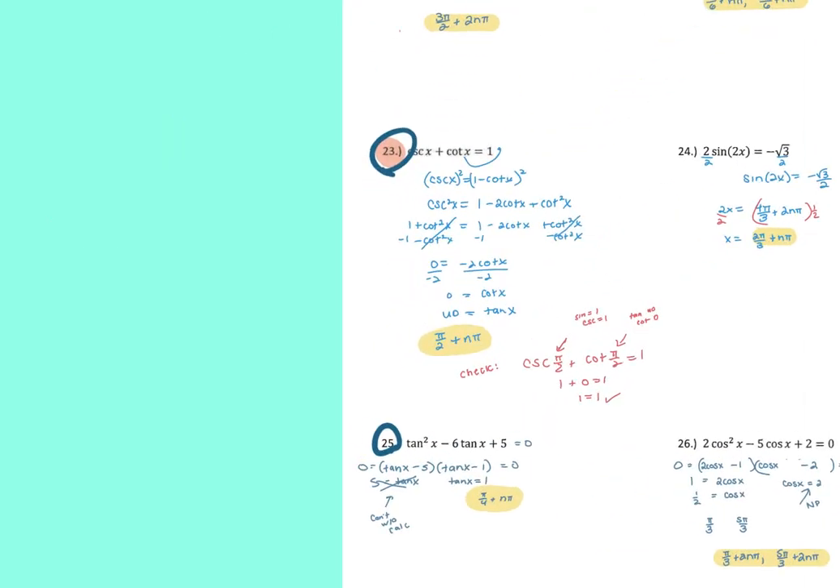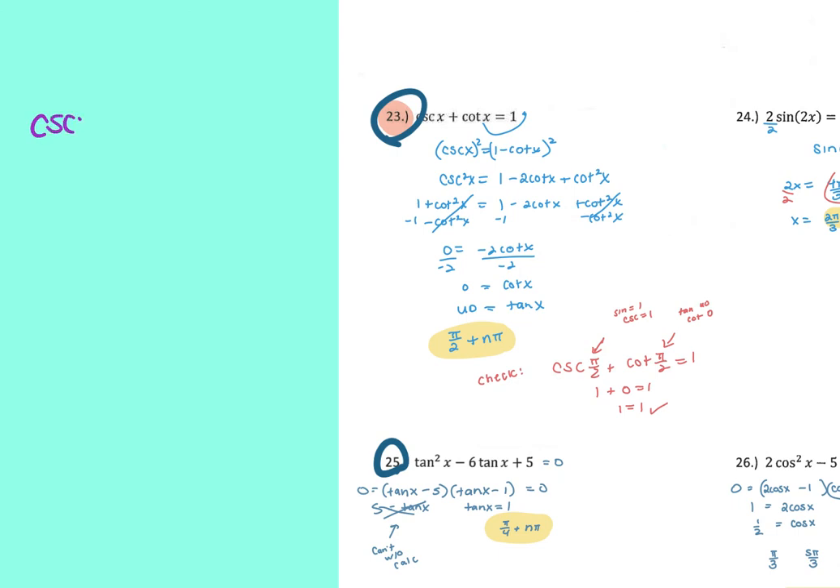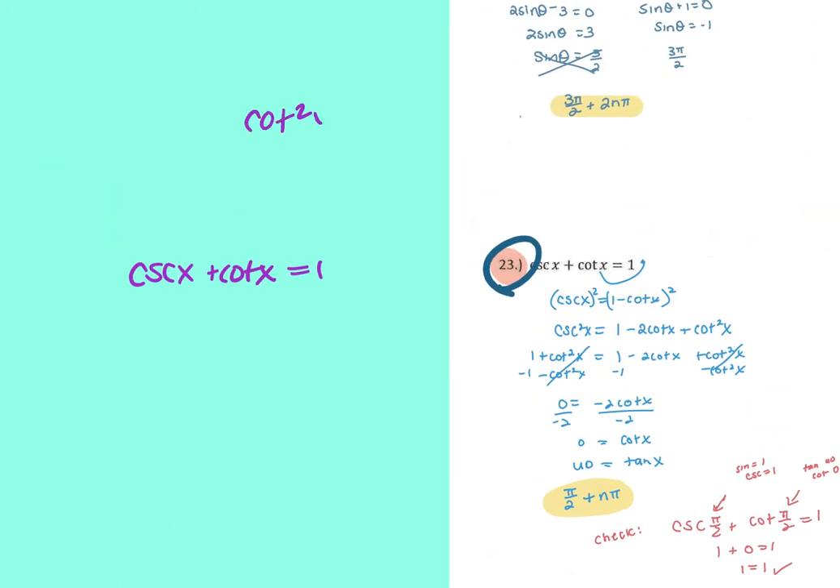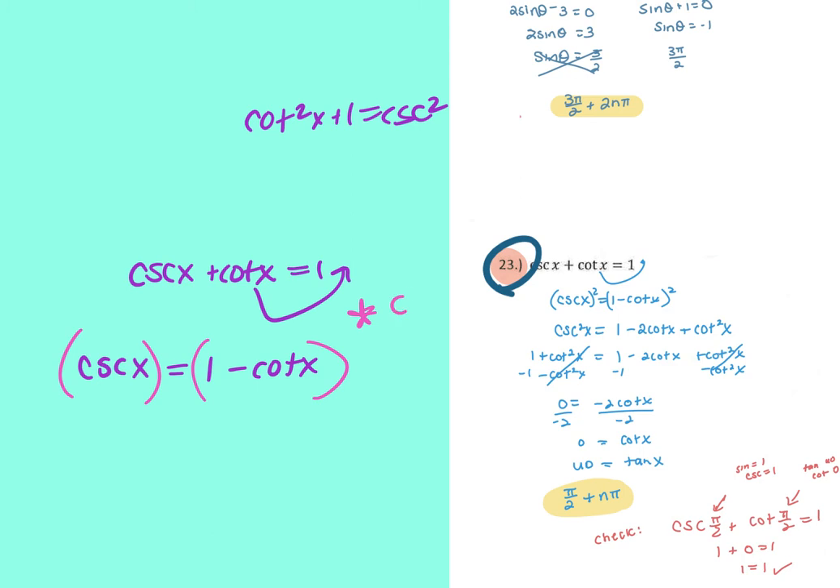All right, 23 is cosecant plus cotangent equals 1. So again, another time in which they are not reciprocals of each other. You have to square both sides, but you want to move one to be on the side with the 1. So I move the one that's normally with the 1. Because cotangent squared x plus 1 equals cosecant squared, I move the cotangent over here. So cosecant x equals 1 minus cotangent x. Then you square both sides. Because we're squaring both sides, we're going to have to remember to check.